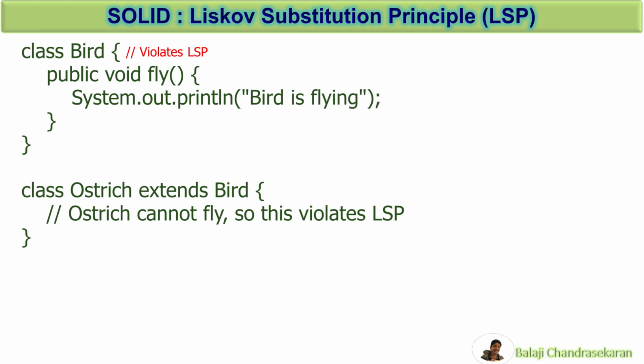However, when we create a subclass Ostrich that extends the Bird class, we violate the Liskov substitution principle because an ostrich is a type of bird that cannot fly. By inheriting the fly method from the superclass, the Ostrich class is forced to have a method that represents the flying behavior, even though ostriches cannot fly. This violates the principle that objects of a superclass should be substitutable with the objects of a subclass without affecting the correctness of the program.